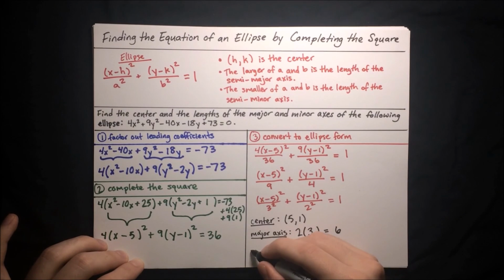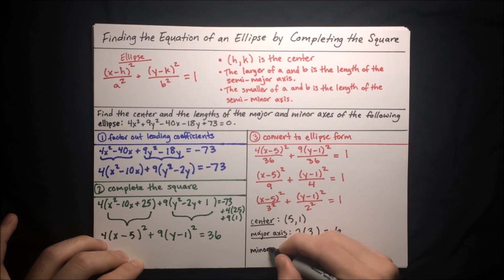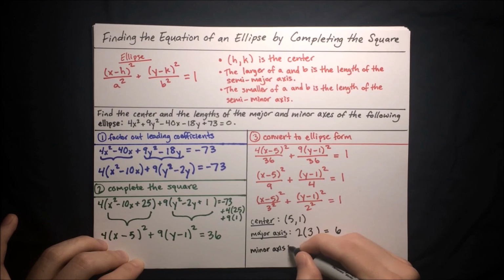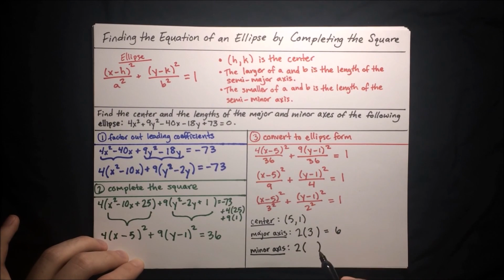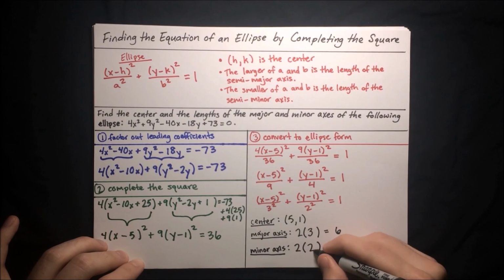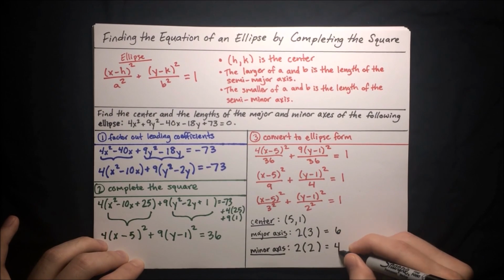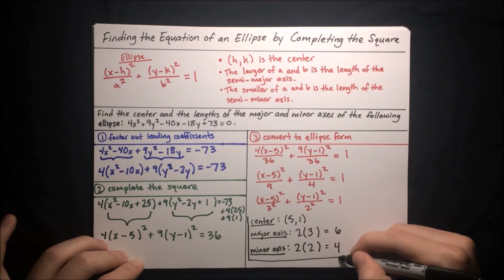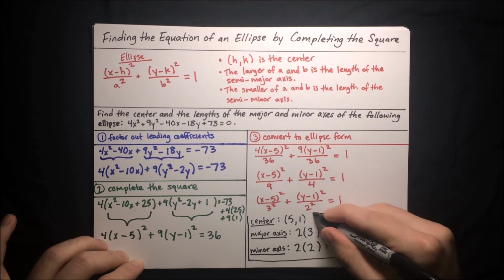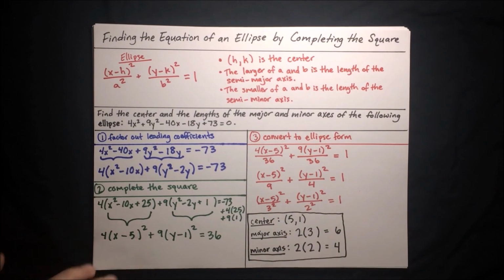And then how about the length of the minor axis? Well, the minor axis is just twice the length of the semi-minor axis, and the length of the semi-minor axis is the smaller of a and b. The smaller of 3 and 2 is 2, so 2 times 2, which is just 4. So there we go. There is all the information that we wanted: the center, the length of the major axis, and the length of the minor axis.